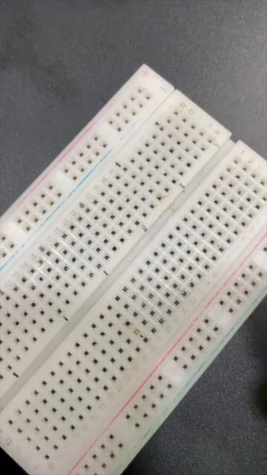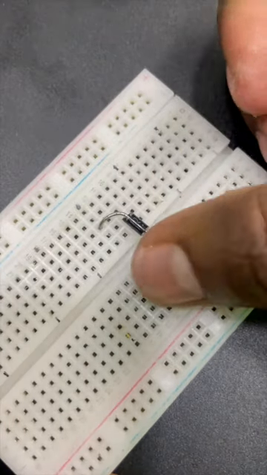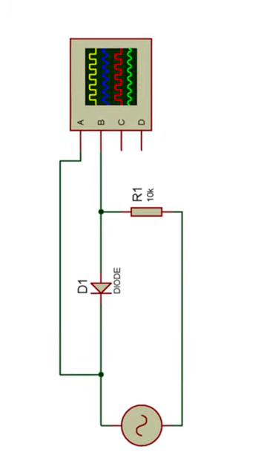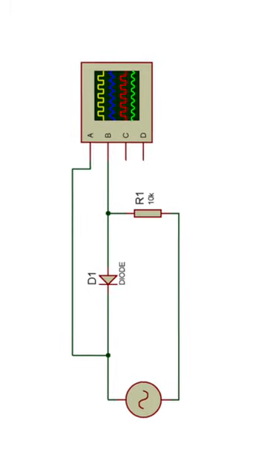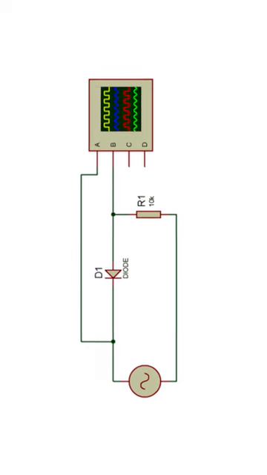Let's start building a circuit with simple components like a resistor and a diode. Here's the circuit diagram for the whole thing. Remember, this is just one type of clipper circuit called a series positive clipper.